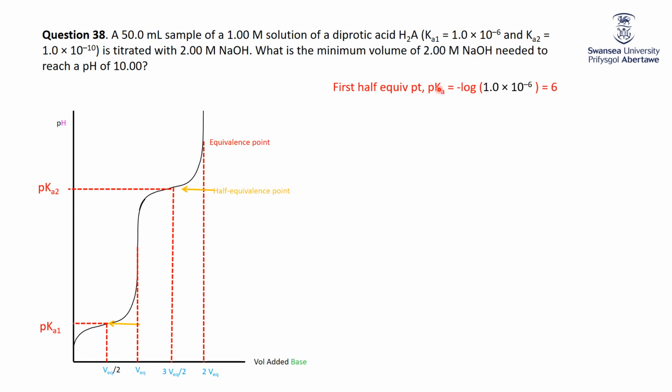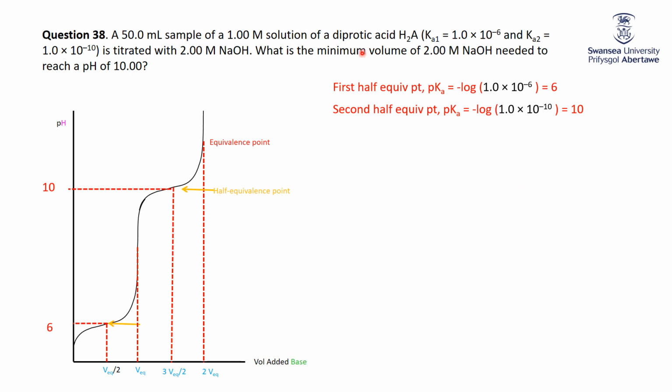So therefore the pH at this first half equivalence point, which is the first Ka, is minus the log, that's the pKa, which is 6. Okay. Then up to this second equivalence point. Well, now this is the pKa2, so that's the second proton. So Ka2, 1 times 10 to the minus 10. So p of that is 10. So that pH is 10.